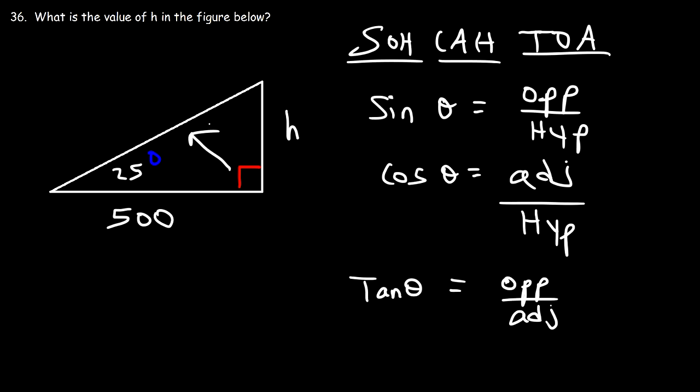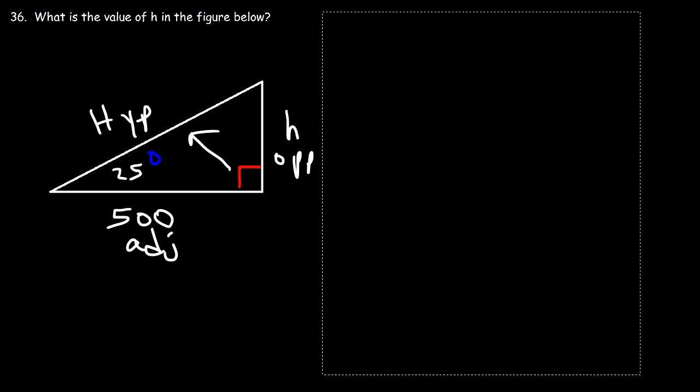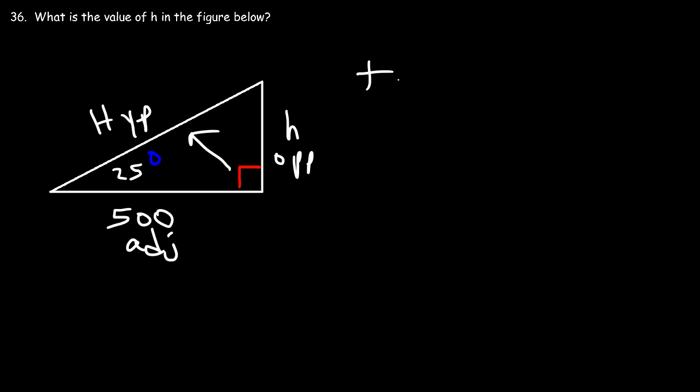So the hypotenuse is the longest side of the triangle. It's across the box. Relative to the 25-degree angle, 500 is adjacent or next to it, and opposite to the angle is h. So therefore, since tangent is opposite over adjacent, we want to use that particular trig function.